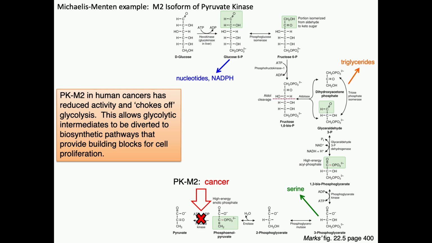What? Okay, why do you say that? Because you'd want to shift it so that it's going all the way through and decrease the accumulation of intermediates. Yeah, I would agree with you. I'd say you would want a drug that's going to make the M2 isoform more like the M1 isoform.